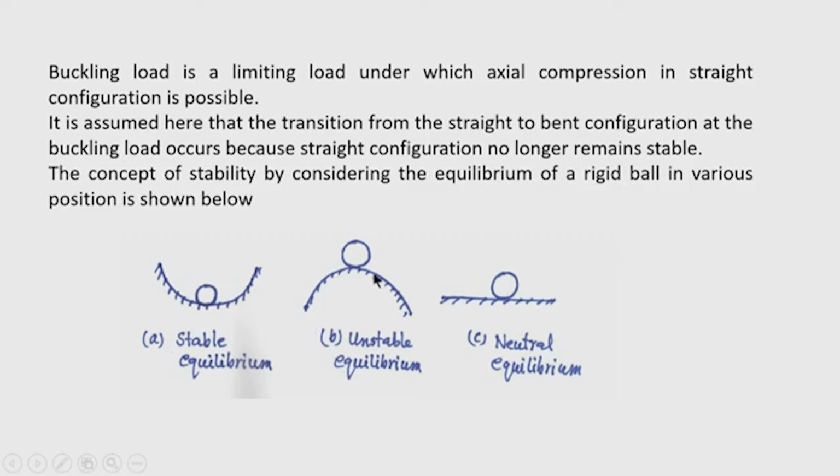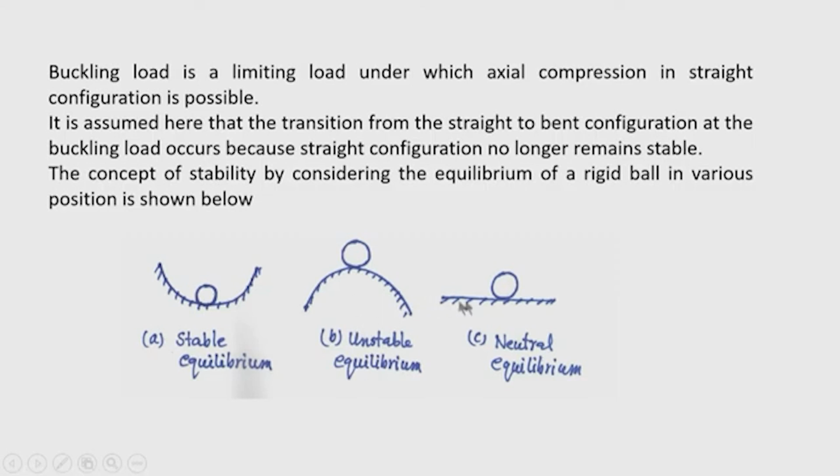Consider this position. Here the hemispherical bowl is shown in such a way that the convex side is upward. So, if the ball is at the equilibrium position, a slight disturbance of its position leads to instability. So, this configuration is an unstable equilibrium position.